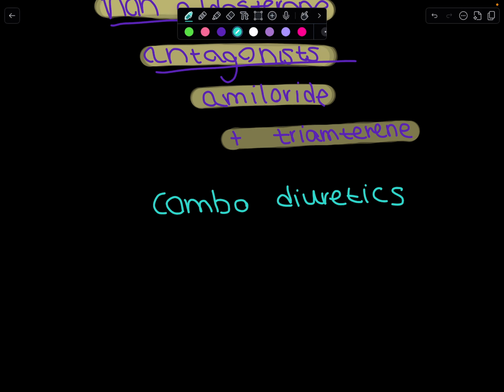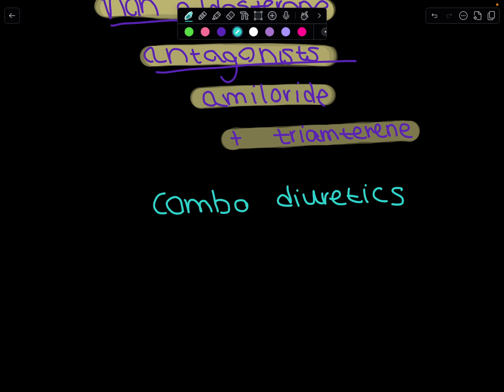Adding a potassium-sparing diuretic, e.g., spironolactone or amiloride, helps avoid hypokalemia. Loop and thiazide diuretics increase sodium delivery to the collecting duct, promoting potassium loss. Potassium-sparing diuretics block sodium reabsorption there, reducing potassium excretion, balancing levels.